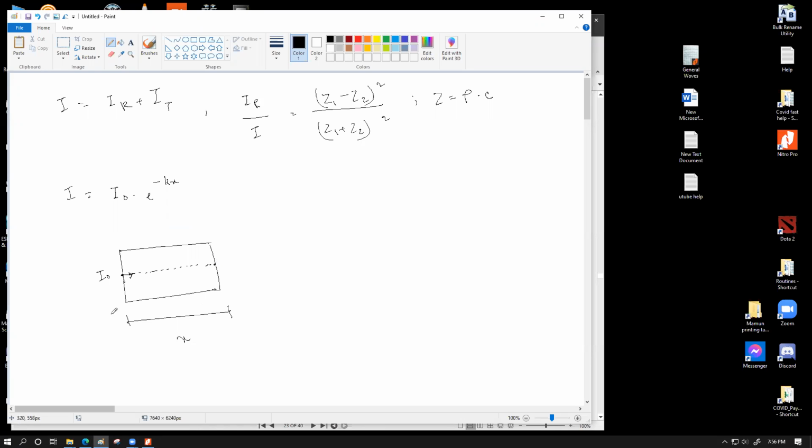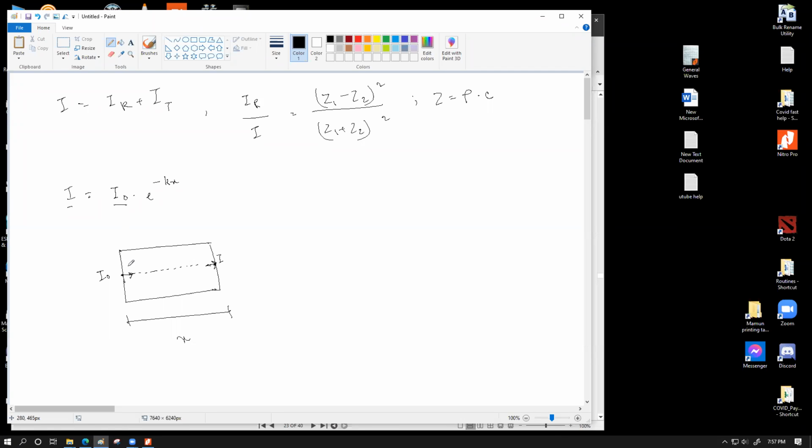This whole thing is happening within this medium. So I naught is also within the medium, I is also within the medium. I naught is entering, and at the last point, our available intensity will be I, which means there will be some reduction because of attenuation, because of spreading out of the energy and so on and so forth.